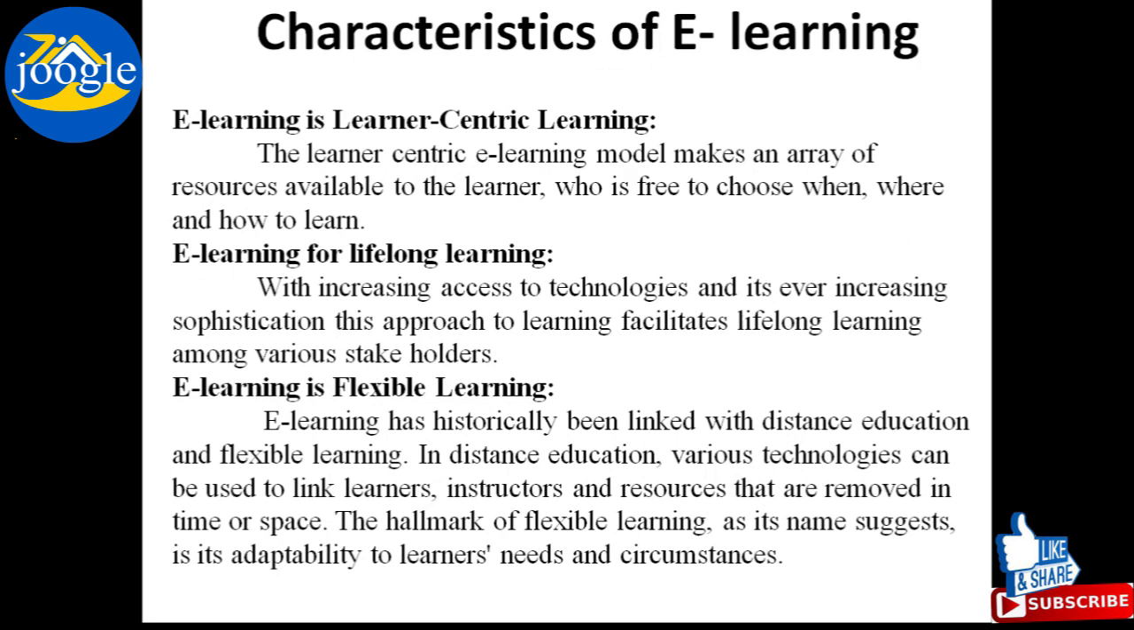Characteristics of e-learning. E-learning is learner-centric learning. The learner-centric e-learning model makes an array of resources available to the learner, who is free to choose when, where, and how to learn. E-learning for lifelong learning: with increasing access to technologies and their ever-increasing sophistication, this approach to learning facilitates lifelong learning among various stakeholders. E-learning is flexible learning. E-learning has historically been linked with distance education and flexible learning. In distance education, various technologies can be used to link learners, instructors, and resources that are removed in time or space. The hallmark of flexible learning, as its name suggests, is its adaptability to learners' needs and circumstances.